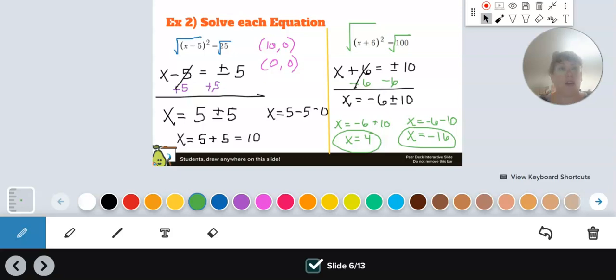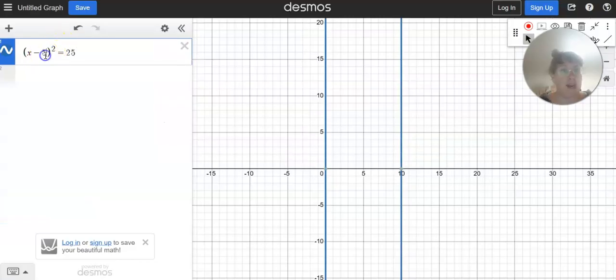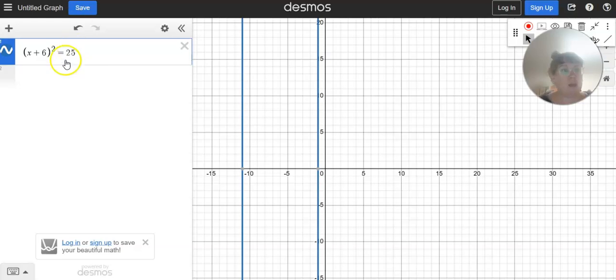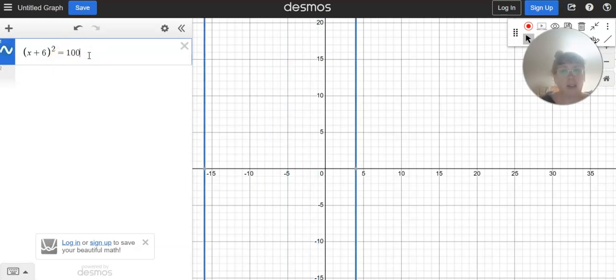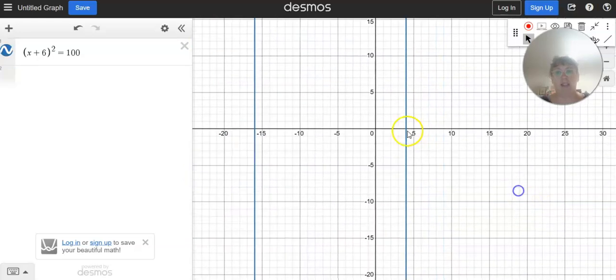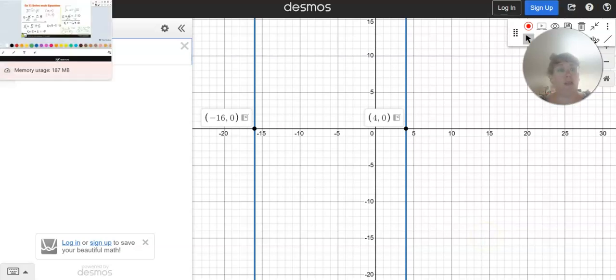Perfect. And again, if you want to check it in the graph, we have x plus 6 squared equals 100. And here we go at 4 and -16, just like we got. It's perfect. Beautiful.